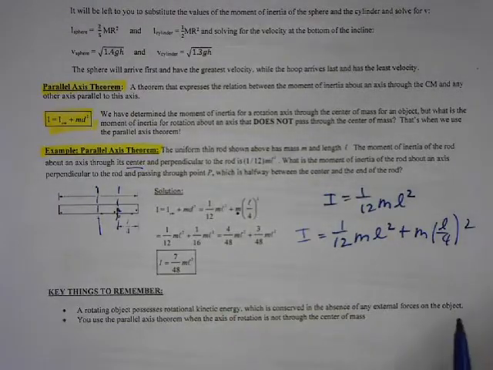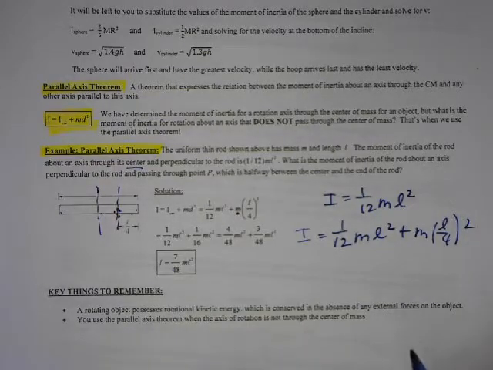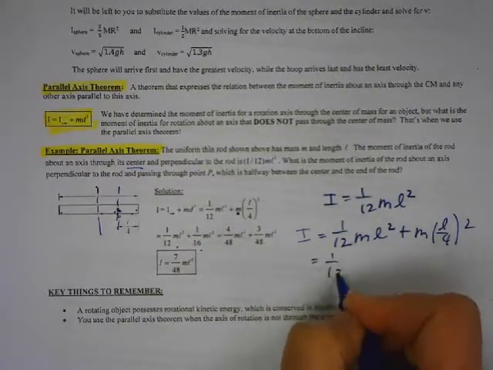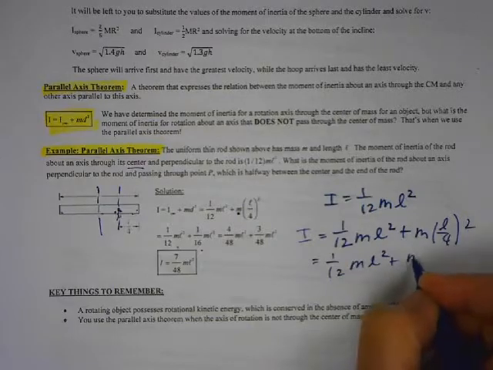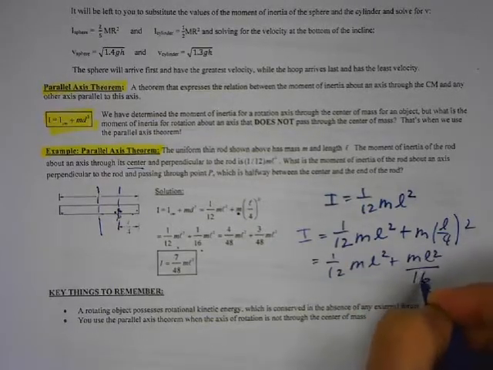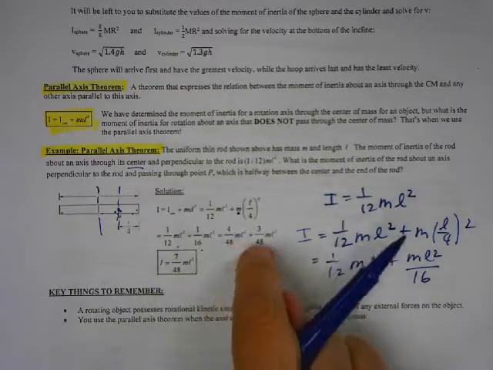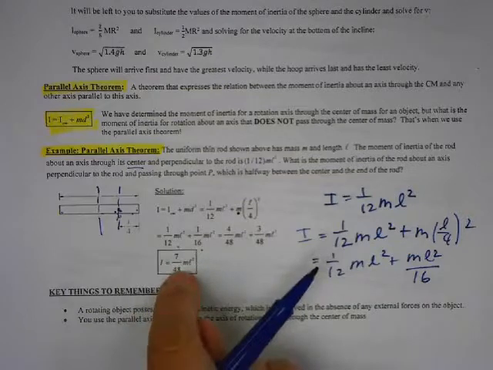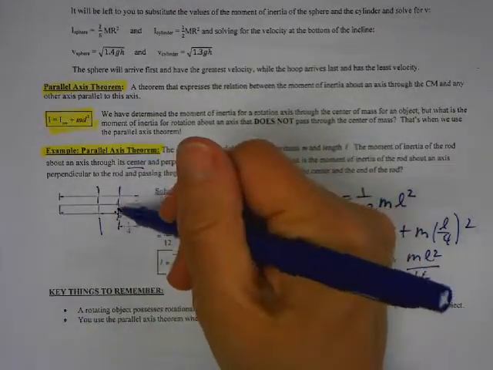So all you do is add it up. It's like fractions, so you have to find a common denominator. I would multiply all that through. So I would get 1/12 m L squared, which is already on here, plus m L squared over 16, and then 12 and 16 get a common denominator, do your fractions and add it up, and that's it. This would be the moment of inertia for this rod through point P.